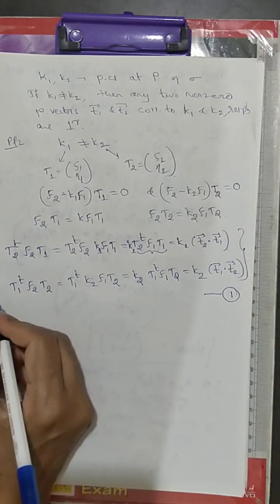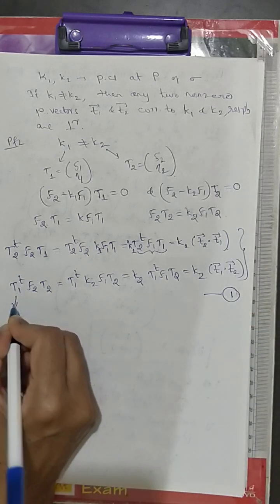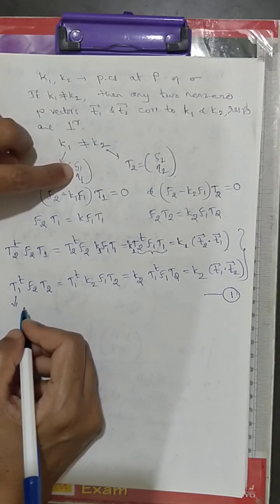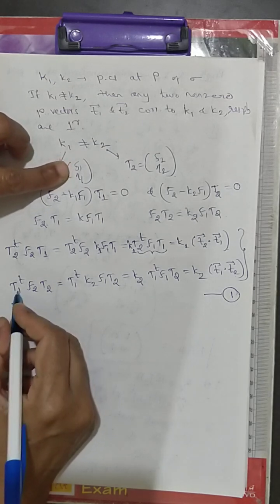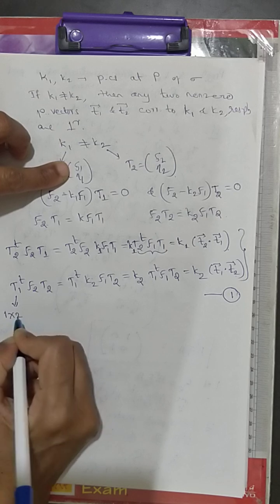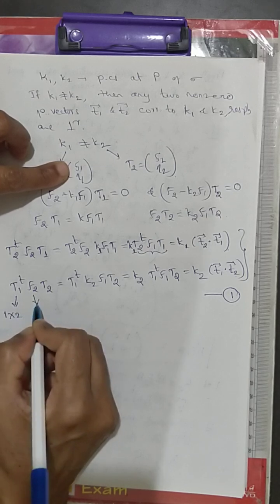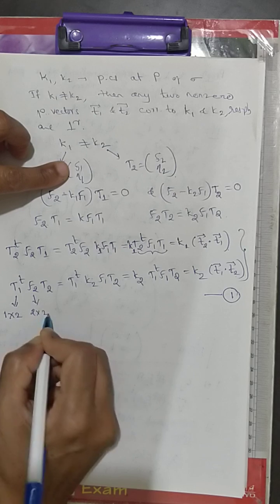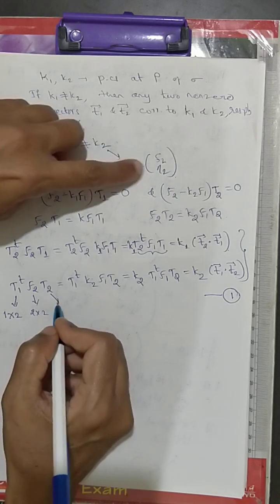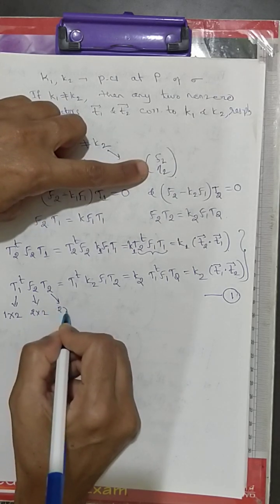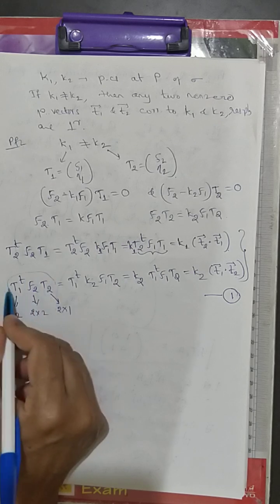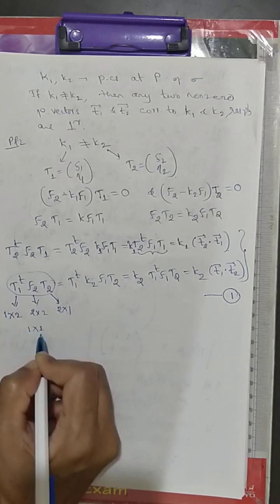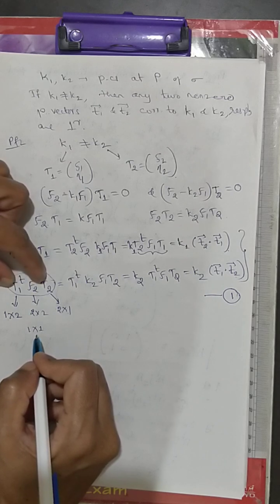Now let us consider the matrix t1 transpose F2 t2. t1 is a 2 by 1 matrix, so what will be the order of t1 transpose? It is a 1 by 2 matrix. And what is the order of the matrix F2? It is the matrix (L, M; M, N), so it is a 2 by 2 matrix. And t2 is a 2 by 1 matrix. So the product matrix will be a 1 by 1 matrix. So there is only one entry in this matrix.